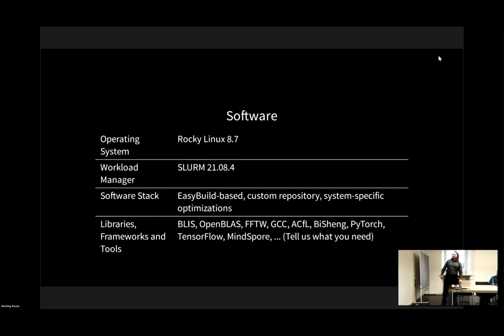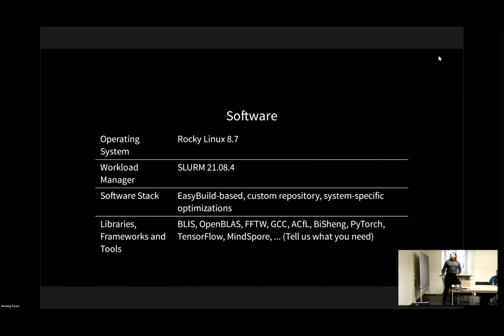All right, so now onto the software. The operating system on all nodes is Rocky Linux 8.7, and we are using Slurm 21.08 as the workload manager. The software stack is built upon a custom repository of EasyBuild configurations. EasyBuild is a framework for building and deploying software, and it is used in the HPC world quite a bit.